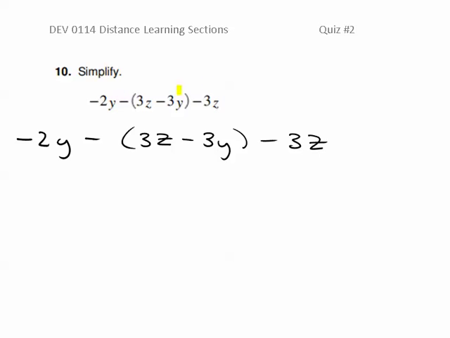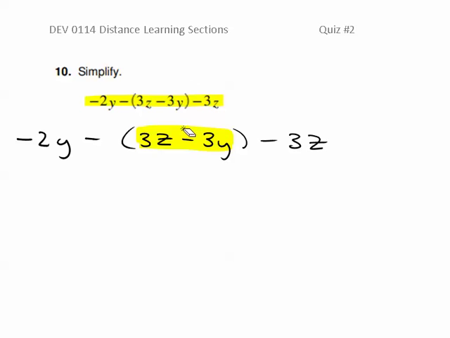Number 10 from quiz 2, we're going to simplify the expression negative 2y minus the quantity of 3z minus 3y minus 3z. So we attempt to start within the parentheses. That's the most important thing. But we'll notice that they are not like terms. Z and y terms are not the same.